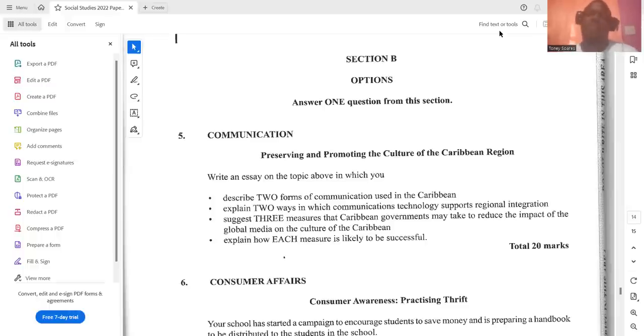So one way in which Caribbean governments may reduce the impact of global media on the Caribbean culture is to educate citizens on the importance of preserving their national culture.